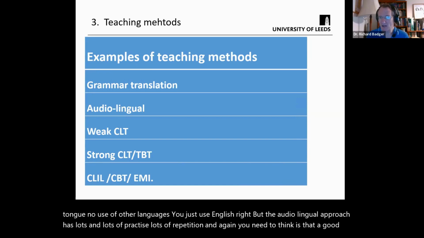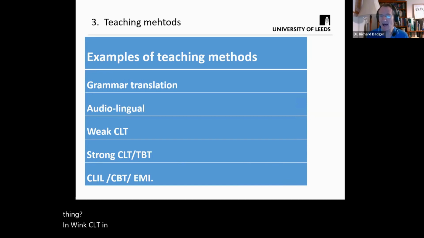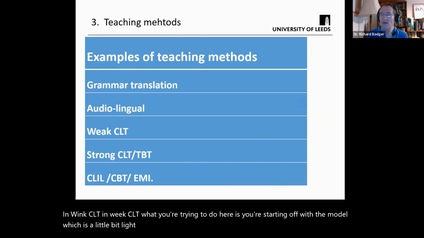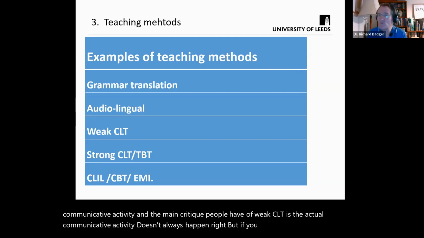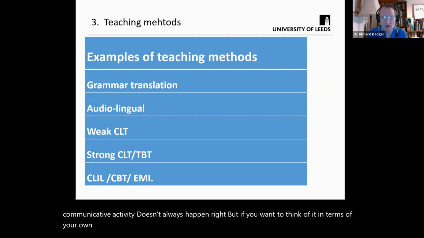In weak CLT, what you're trying to do here is you're starting off with the model, which is a little bit like audiolingualism to begin with, but the end result, you hope, is a communicative activity. And the main critique people have of weak CLT is the actual communicative activity doesn't always happen, right? But if you want to think of it in terms of your own teaching, what happens in your classroom?